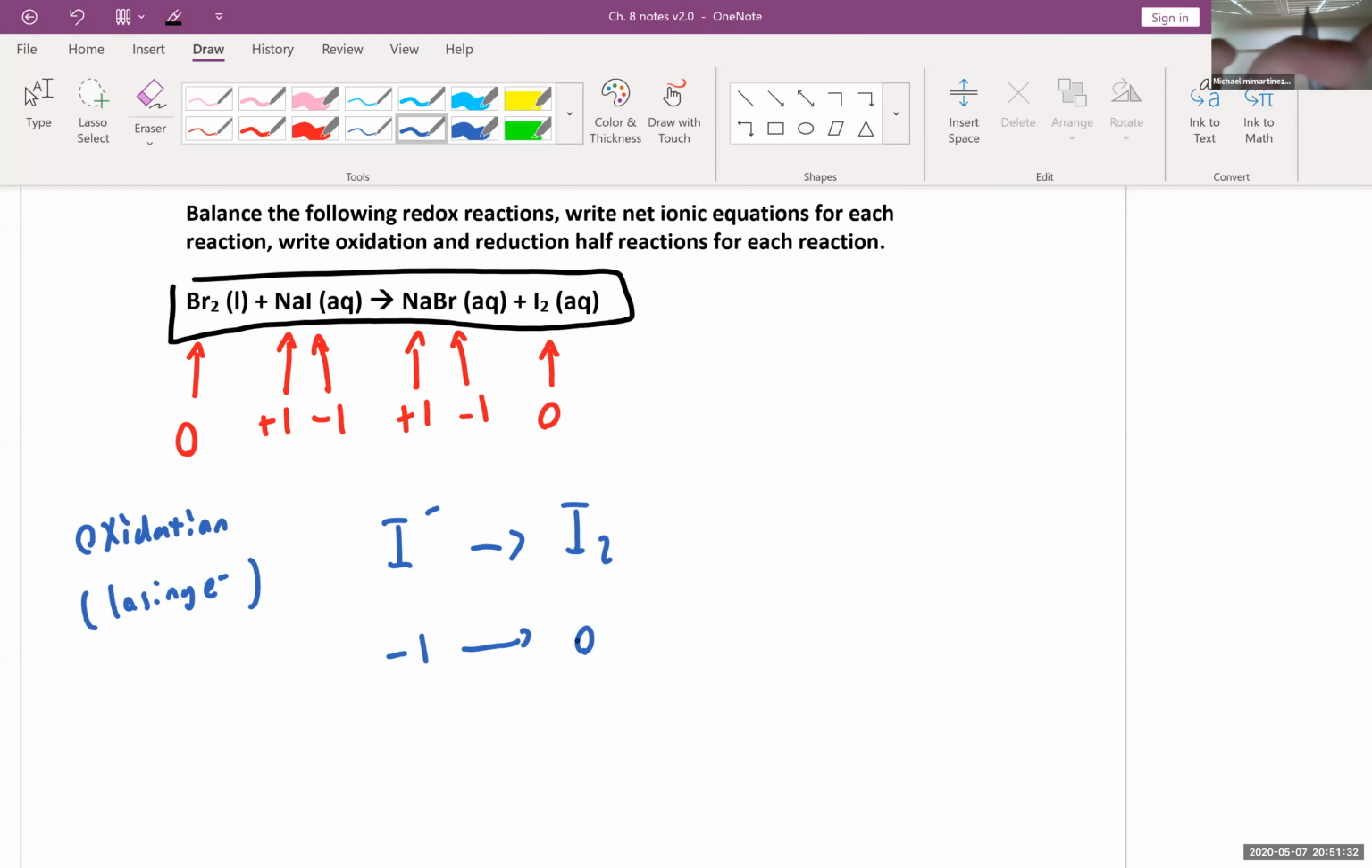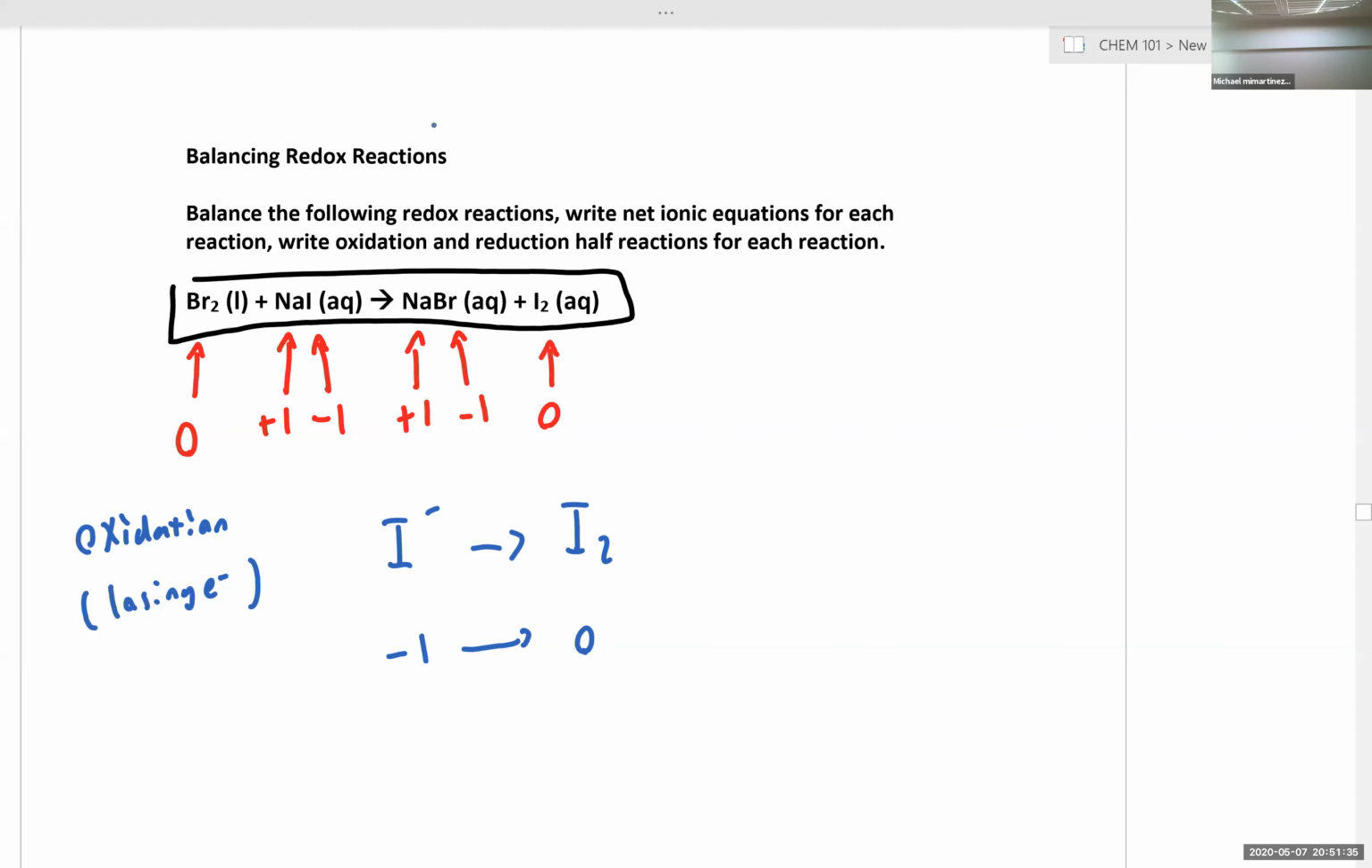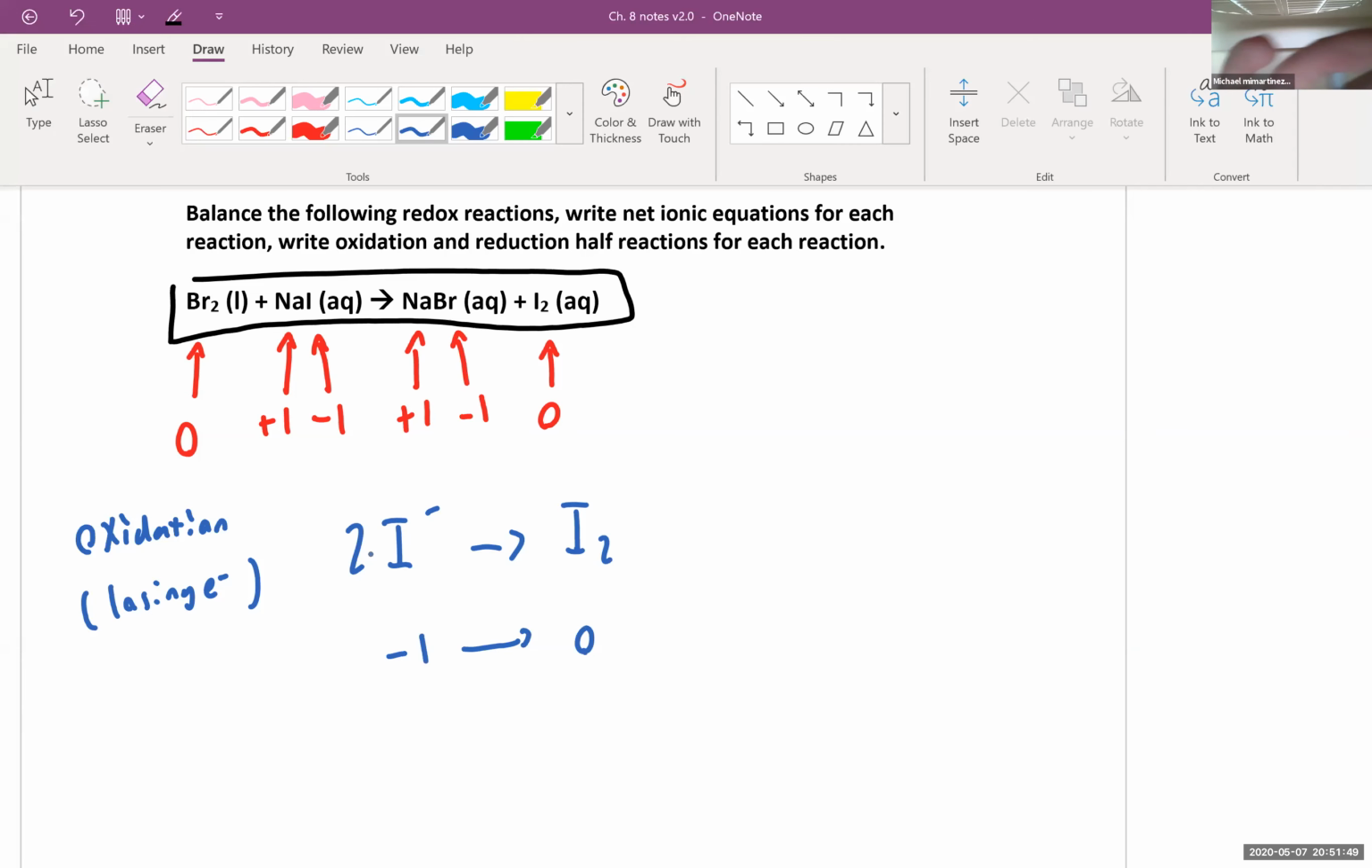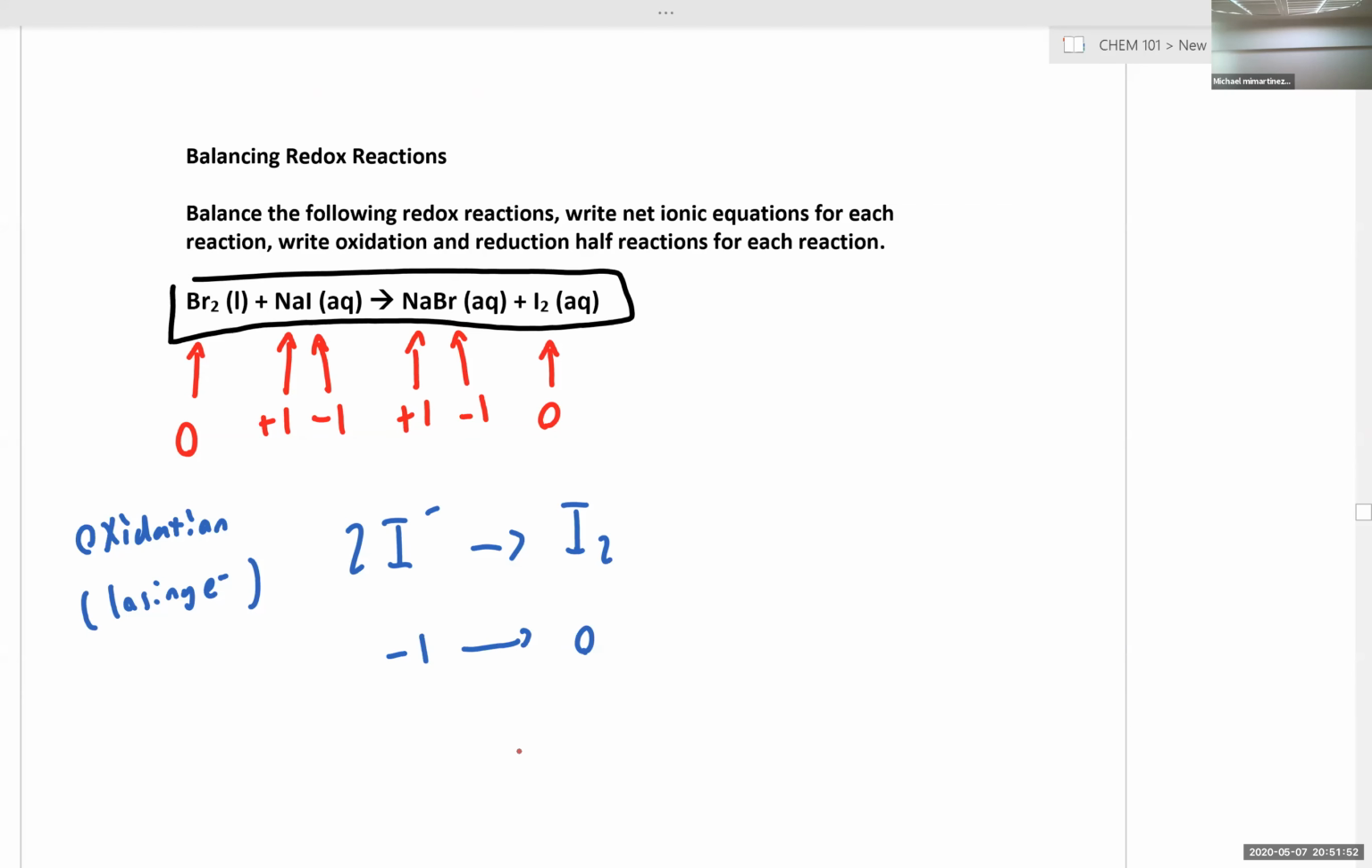Now, before we do anything, is this equation balanced atom-wise? Do we have the same number of iodine atoms on each side? No, we need 2 iodines on the left. So my question to all of you is, how many electrons have we lost per iodine atom? Two electrons would be the total, but yes, we have 1 electron lost per iodine atom. We have 2 atoms, so that gives us 2 electrons.